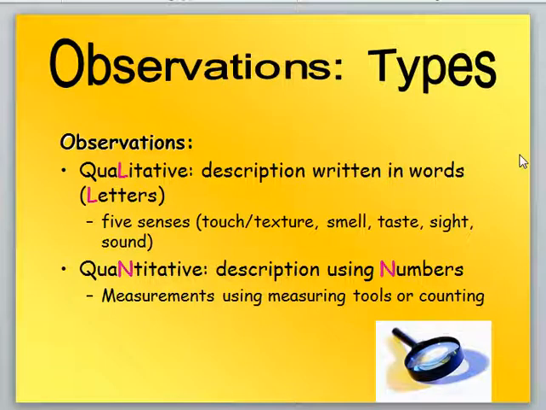There are 2 types of observations. You can have a qualitative observation, which is a description that's written in words. For example, if I said that the object being tested was red and was warm to the touch, those are qualitative observations. Or you can have quantitative observations, which are descriptions using numbers.